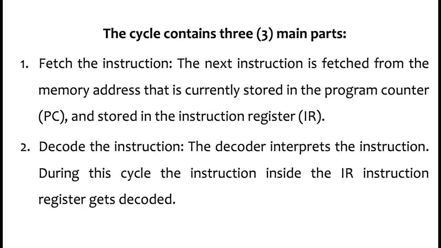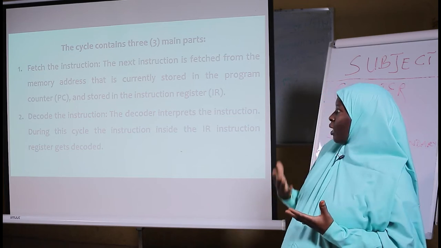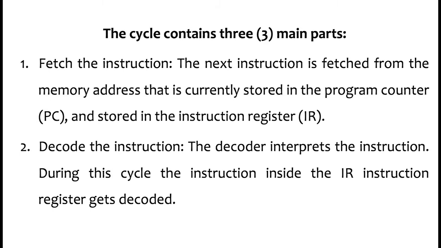That's the fetch execute cycle. It contains three main parts. The first is that we fetch the instruction, that is, how we fetch the data into the system. The next instruction is fetched from the memory address that is currently stored in the program counter, that's the PC, and stored in the instruction register.